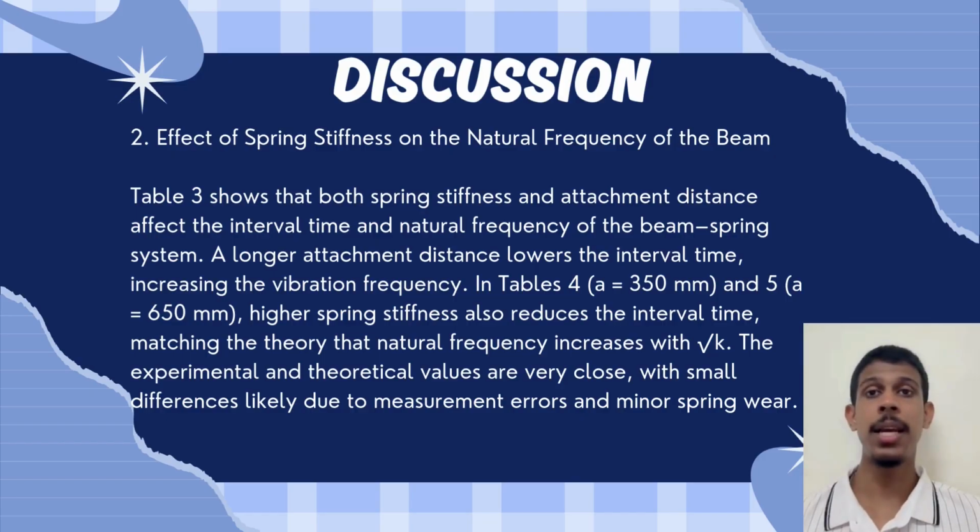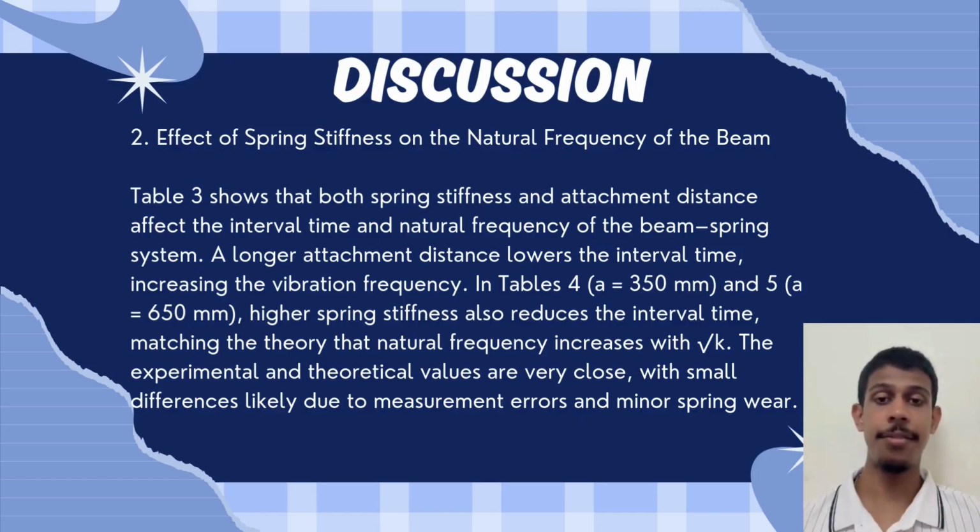Table 3 summarizes the experimental results for the beam spring system and shows that both the spring attachment location and the spring stiffness have a significant influence on the interval time and the natural frequency of vibration. A longer attachment distance results in a shorter interval time, indicating that the beam vibrates at a higher frequency.